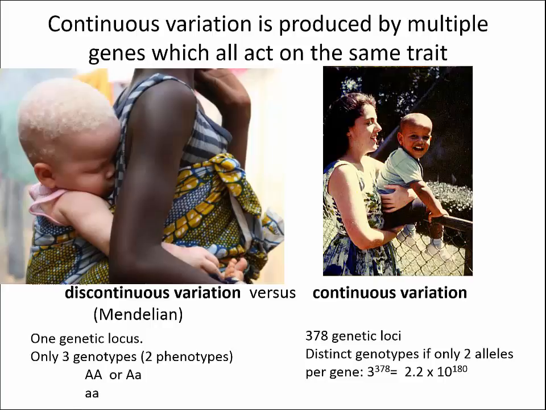So this is the normal continuous variation, and I just want to point out that the same trait can also have alleles that are discontinuous in nature. So for example, an albino individual has no melanin at all, and so this falls into two distinct phenotypes, having melanin and not having melanin. In contrast, there are 378 genes that are known to be involved in normal melanin production. And the number of distinct genotypes, if you only have two different alleles for each of those 378 genes, gets really huge.